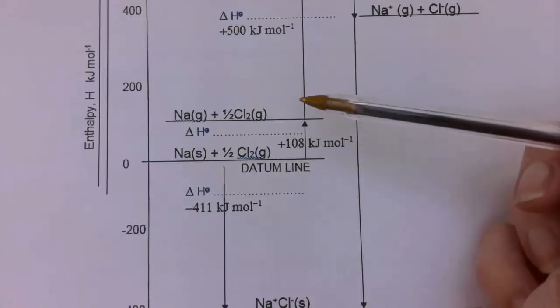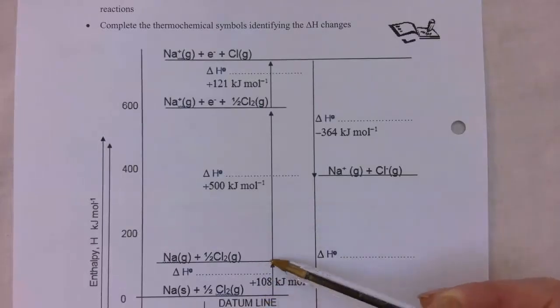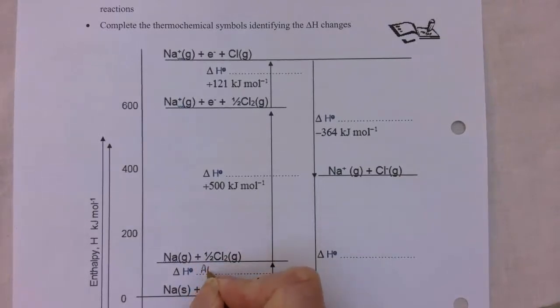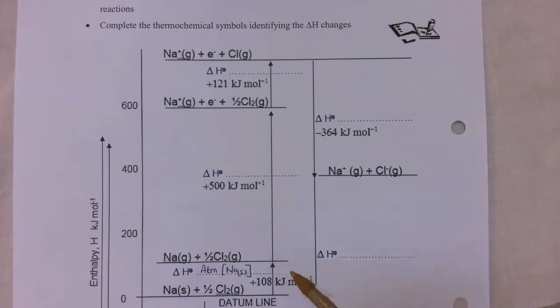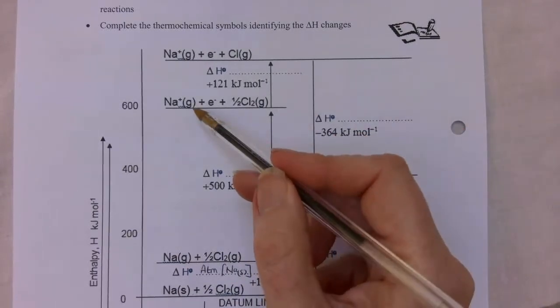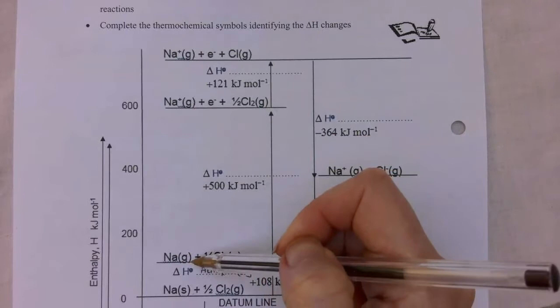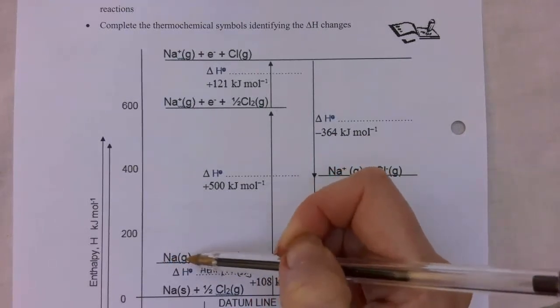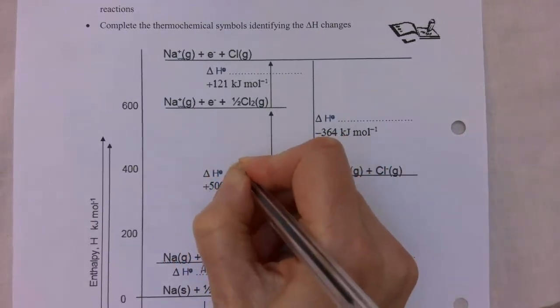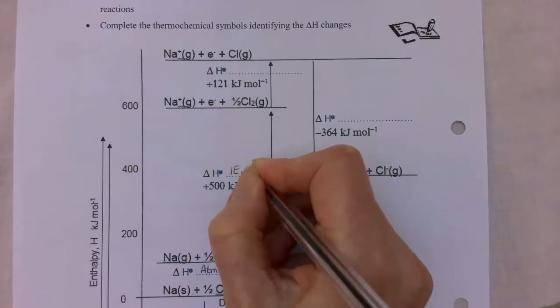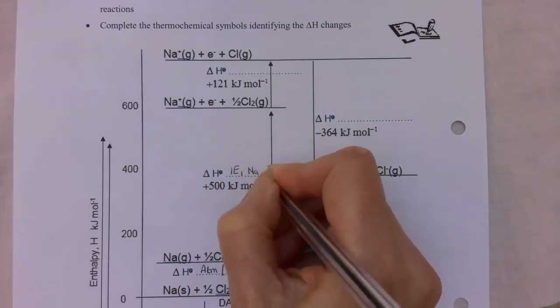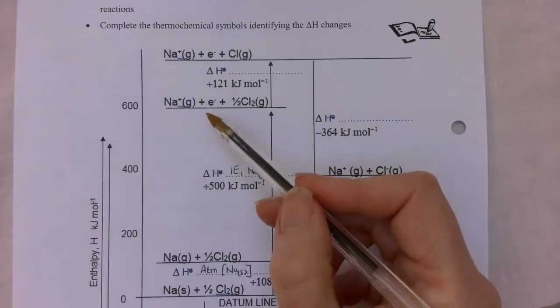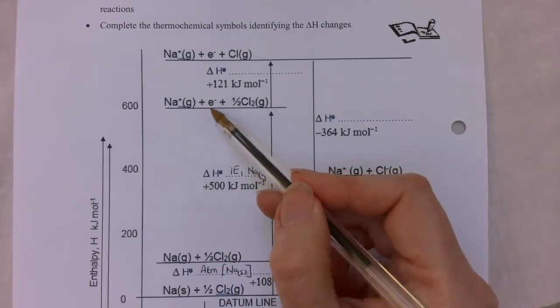Then as we go up the page, first of all we have the enthalpy of atomization of sodium, where we're turning it from a sodium solid into sodium gas. Next, going up again, this is the first ionization energy of sodium. Notice we need to turn it into a gas first, so this is delta H IE, the first ionization energy of gaseous sodium, and you'll notice we've now got an electron here.